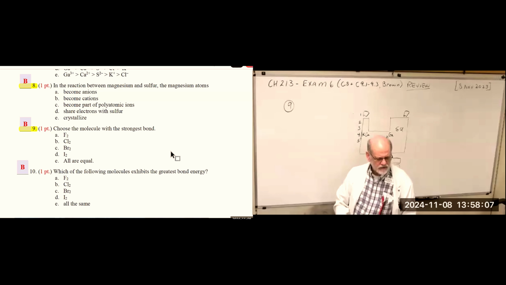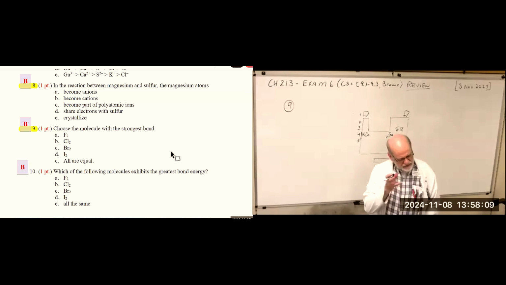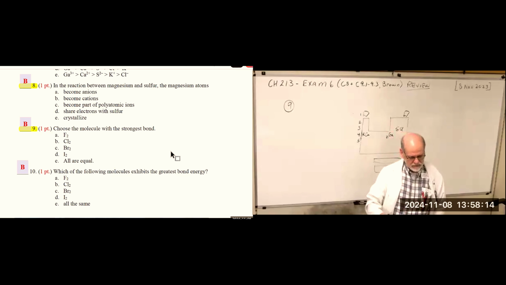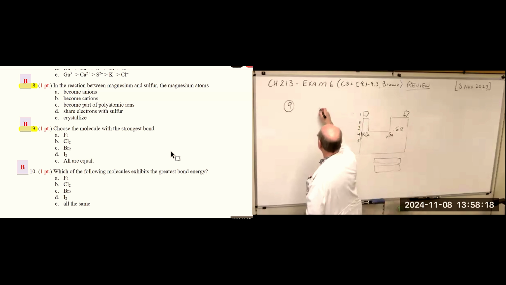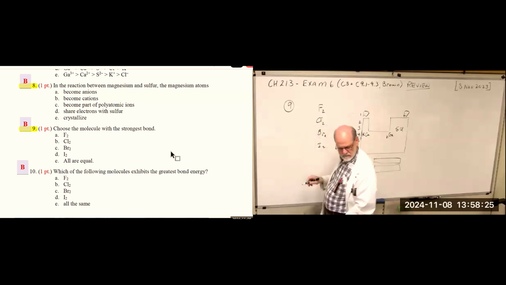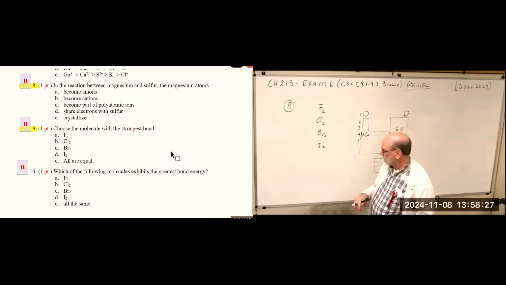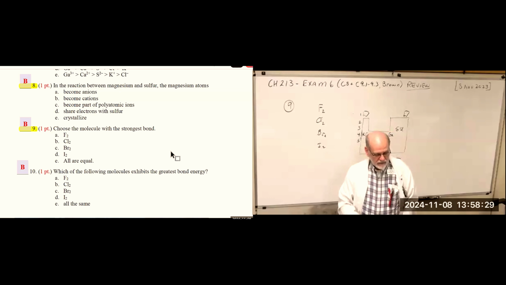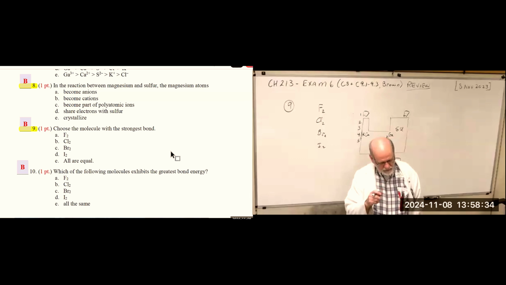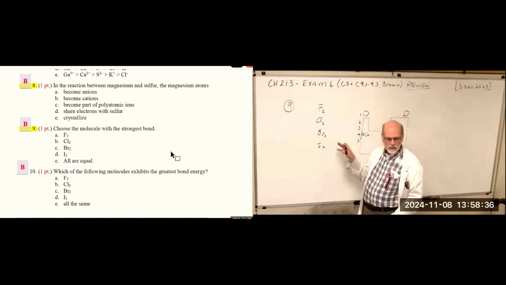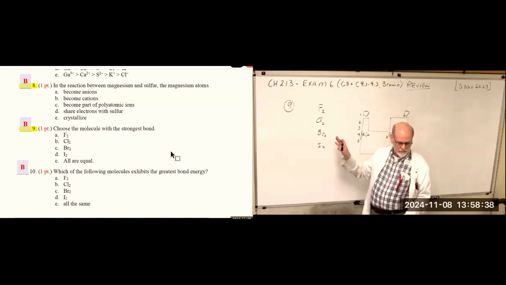Choose the molecule with the strongest bond. Okay, we've got the diatomic halogens here: fluorine, chlorine, bromine, and iodine. Is that it? Yeah. They're not all equal. How do we assess the strength of the bond? These are going to be nonpolar covalent, for sure.